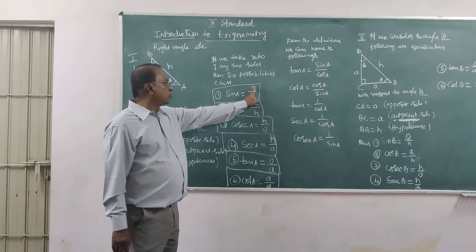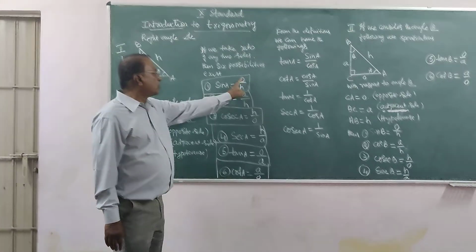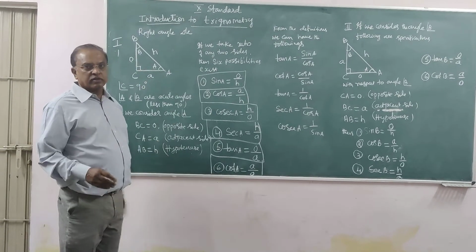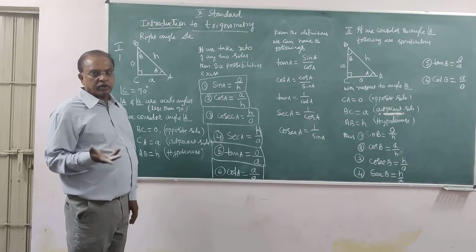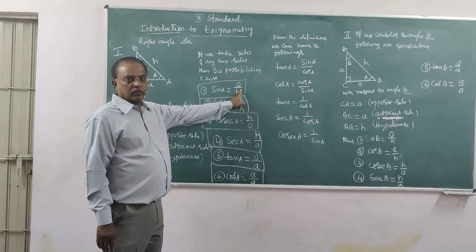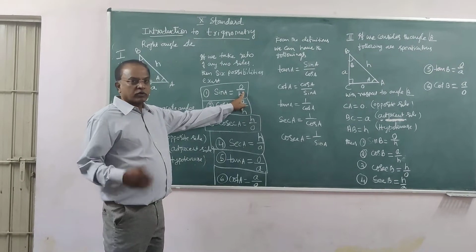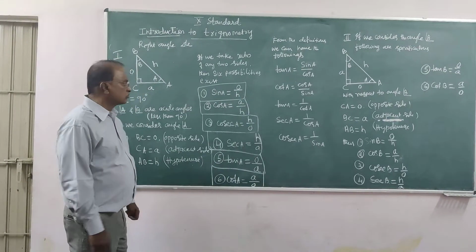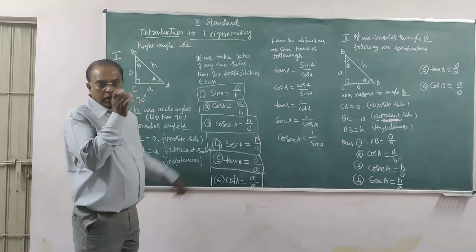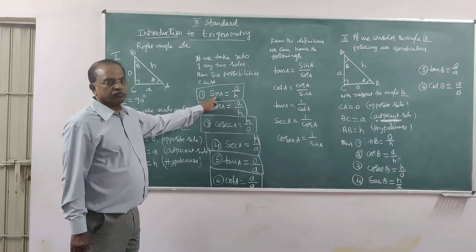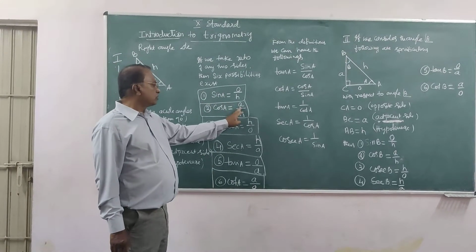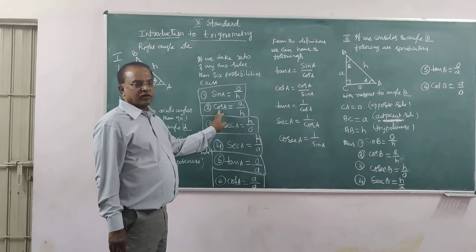This ratio O by A is the length of the opposite by the length of the adjacent. Units, centimeter or meter, don't matter. The ratio is a numerical value, maybe more than 1 or less than 1. This ratio is called sine of angle A. It is a trigonometric ratio of angle A. If we take this ratio, it is called cos of angle A.